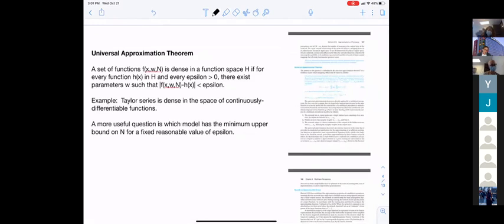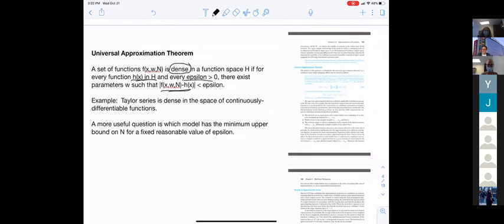Okay. This brings us to the universal approximation theorem. There's this concept, dense. This is a mathematical concept. A set of functions is dense in a function space if for every function in that function space, and I can pick a small value of epsilon, there are some parameters such that my set of functions are within epsilon.